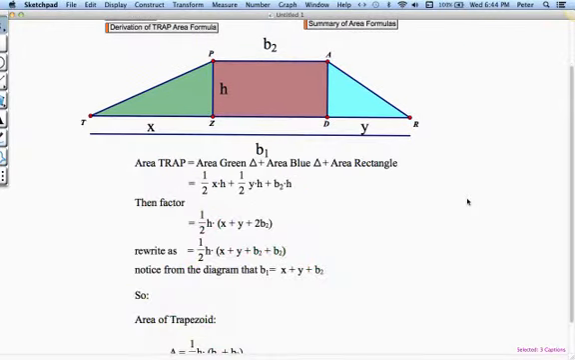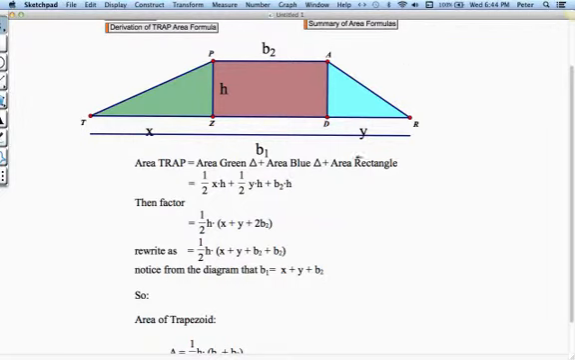The first thing we're going to do is divide base 1 down here into three parts. The base of the first triangle, the green triangle, I'm going to call x. The base of the blue triangle, I'm going to call y. And notice that the base of this rectangle is going to be the same as the upper base, that's base 2. So I could think of it as being down here, or we'll just leave it up there for now.